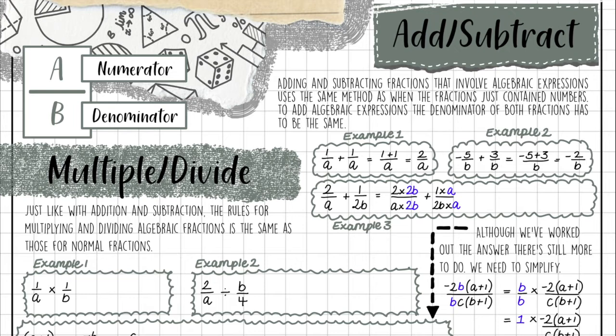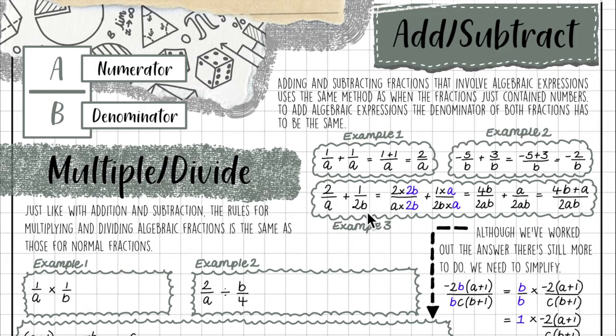These two fractions now look like this. So here we have 4b over 2ab and we have a over 2ab. Now the denominators are the same, so we can add these fractions. Adding these fractions gives (4b + a) over 2ab.